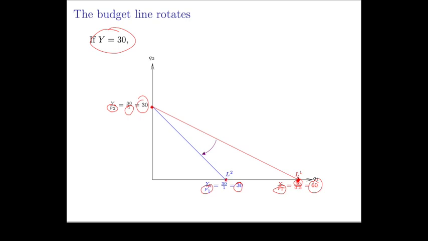So when you want to draw the budget line, you just connect this corner with this corner to get line L2, and you connect this corner with this corner to get line L1. And as we see, it rotates inwards because the price of good 1 went up.